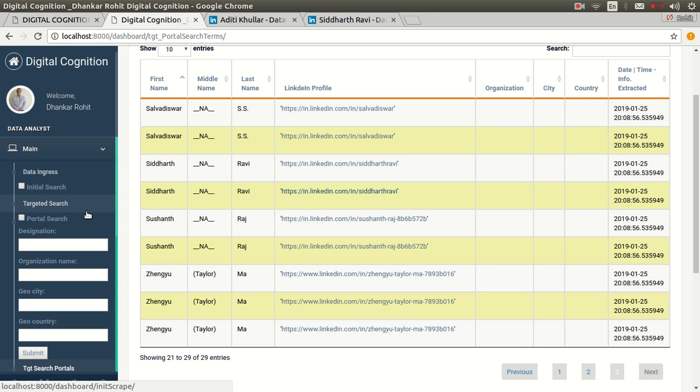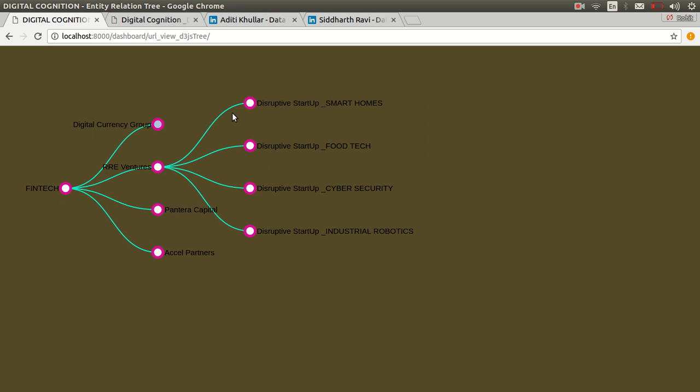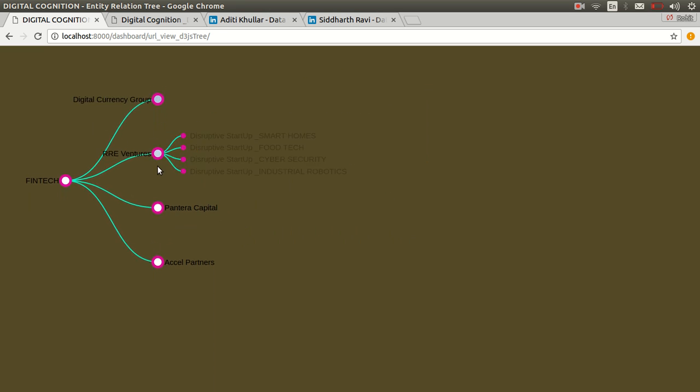And that's just a little introduction of how digital cognition works and what it is that we plan to do going forward. I'll keep on posting such updates over here.